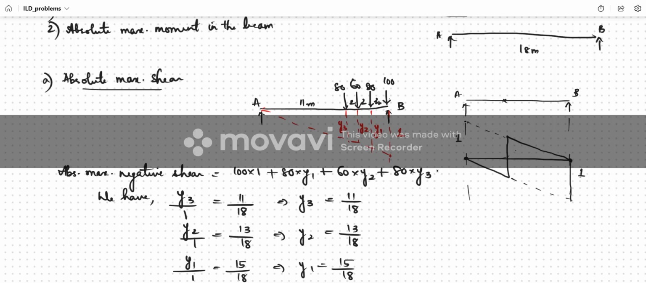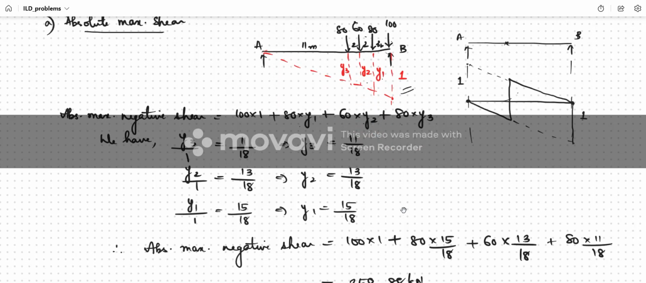From the figure, the absolute maximum negative shear is nothing but the point load into its ordinate. So 100 into 1 plus 80 into y1 plus 60 into y2 plus 80 into y3 is the absolute maximum negative shear. Now you have to find the ordinate values y1, y2, y3. We already know that 1 is the maximum ordinate. From the principle of similar triangles, y3 by 1 is equal to 11 by 18. So y3 is 11 by 18. y2 is 11, 12, 13, so 13 by 18. Similarly, y1 is 15 by 18.